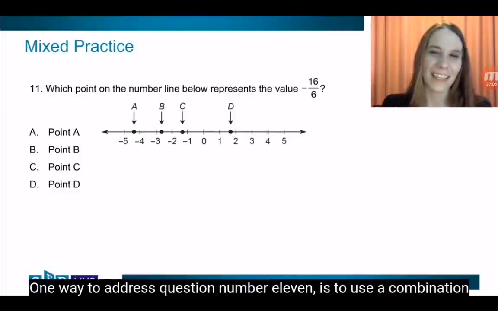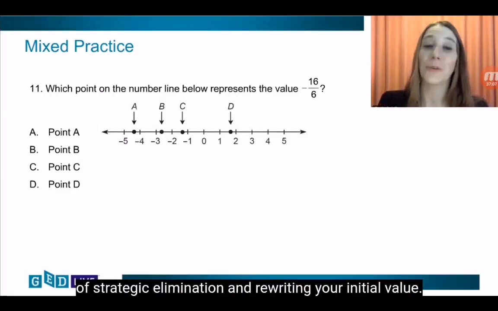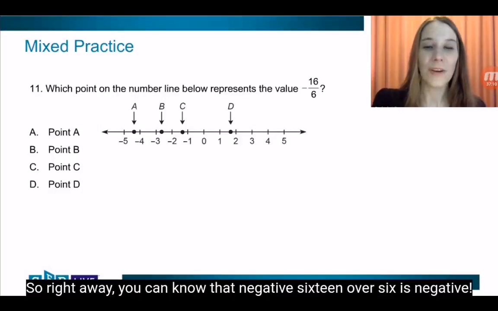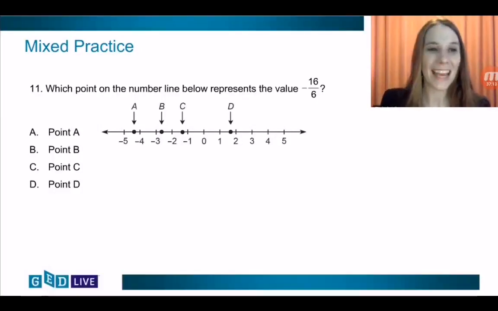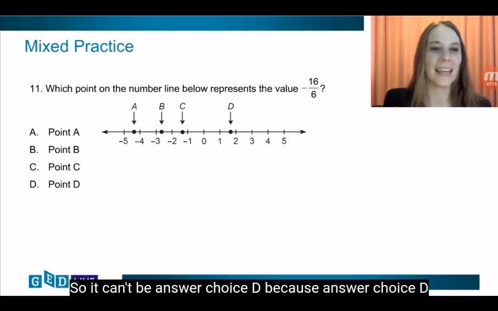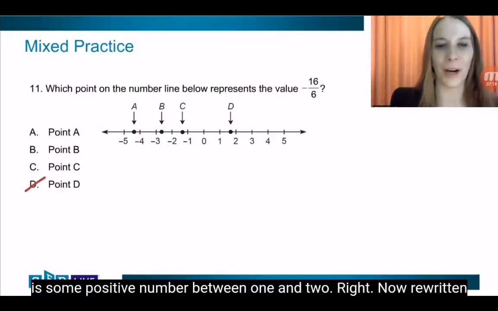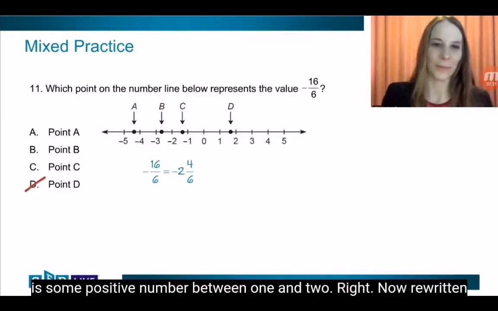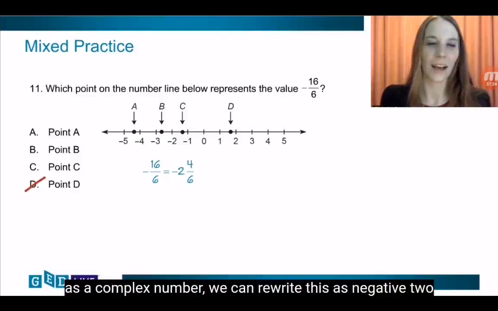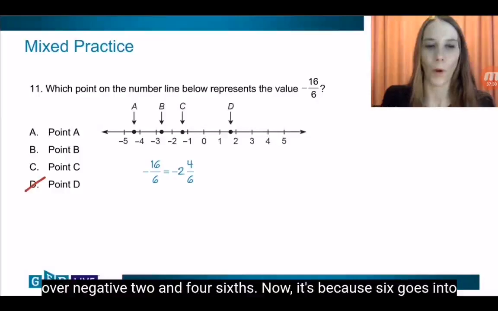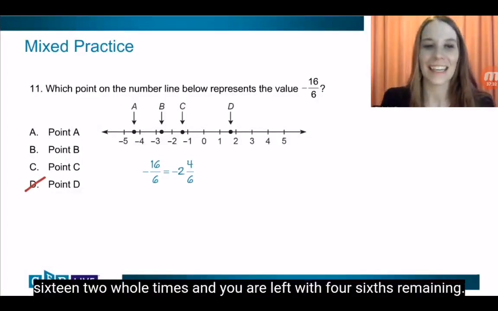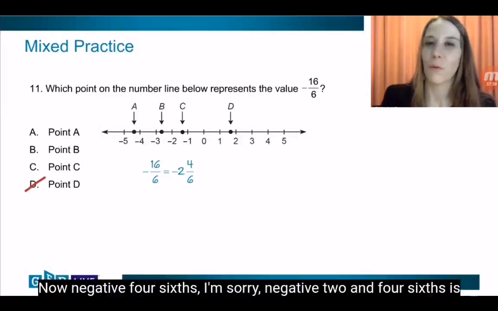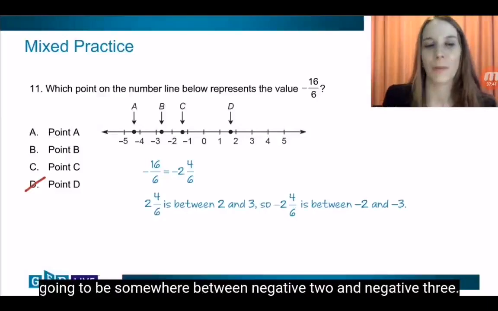One way to address question number 11 is to use a combination of strategic elimination and rewriting your initial value. So right away, you can know that negative 16 over 6 is negative. So it can't be answer choice D, because answer choice D is some positive number between 1 and 2. Now rewritten as a mixed number, we can rewrite this as negative 2 and 4/6. And that's because 6 goes into 16 2 whole times, and you are left with 4/6 remaining. Now, negative 2 and 4/6 is going to be somewhere between negative 2 and negative 3.